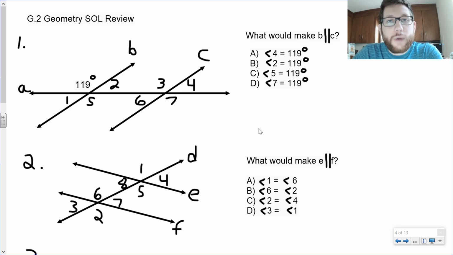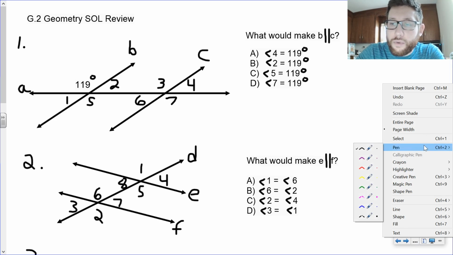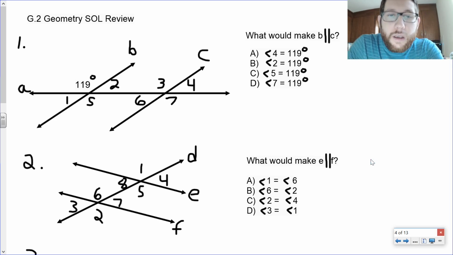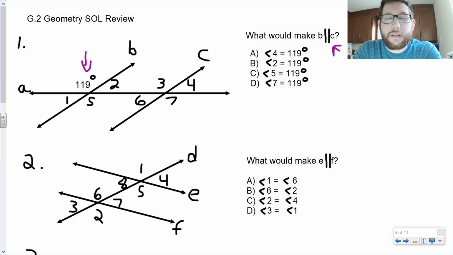Now, let me show you how this works, okay? Because it's a little bit hard to explain, but I think when you see a few problems, it'll make a little bit of sense. So we want to know, remember this symbol right here means parallel. We want to know what makes B and C parallel. So I've got one angle right here, right? I've got the 119. And what I want to know is what other thing do I need to be true for these things to be parallel? Well, they're giving me four options here. And let's just take a look at them one at a time and see if they make sense.